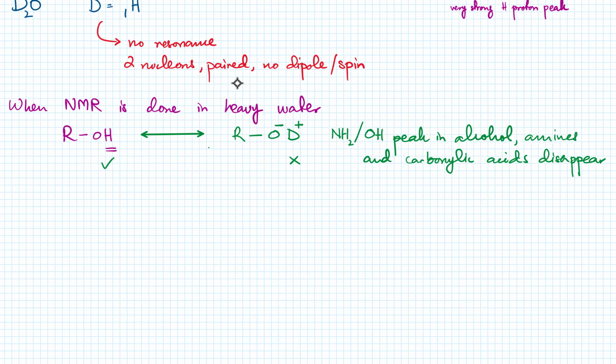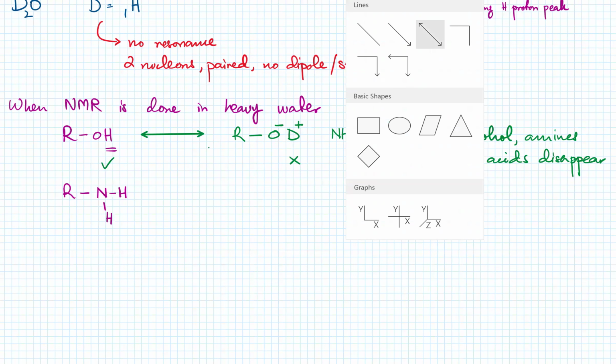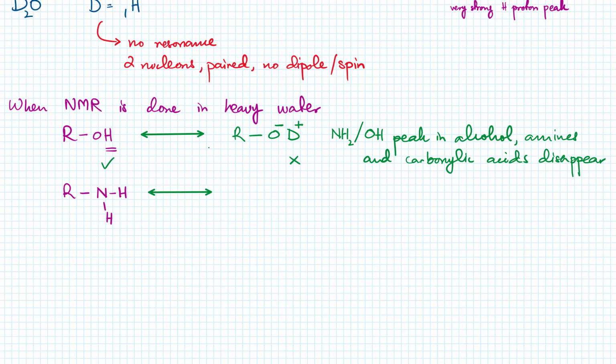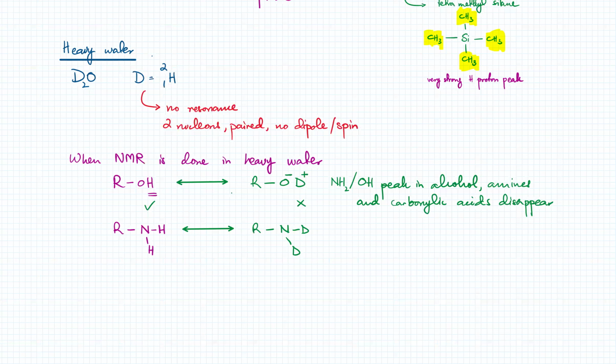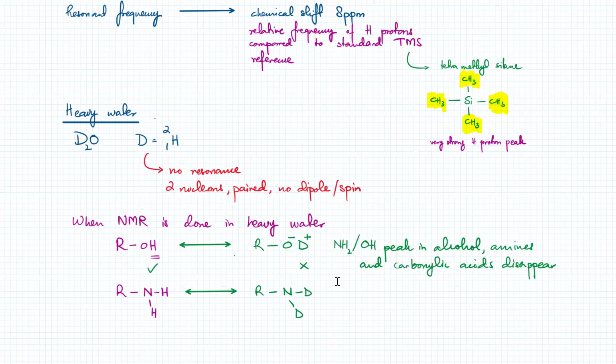The same is the case with amines because they also tend to ionize. Amines have a tendency to ionize, and they tend to lose their H plus ions, which can get displaced by deuterium isotopes. So those peaks are going to disappear. That's the purpose of adding heavy water. You clear? Yes, sir.